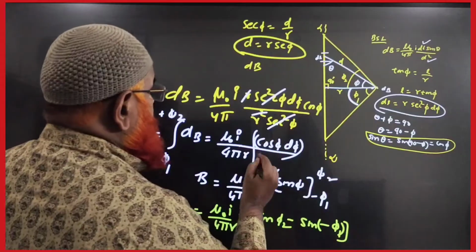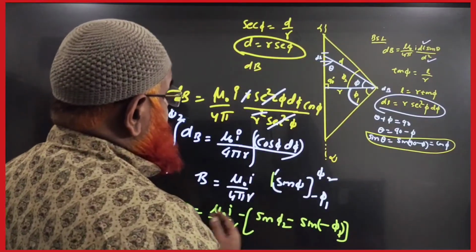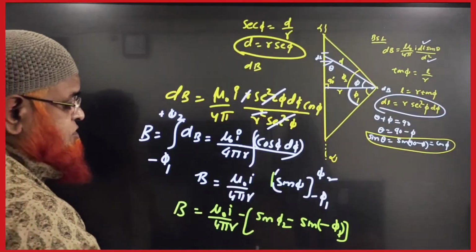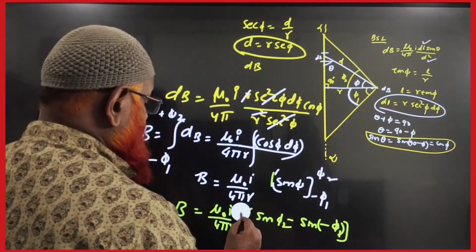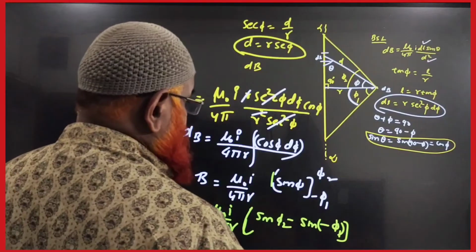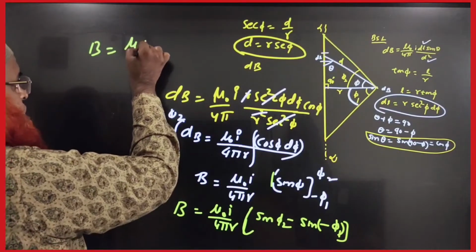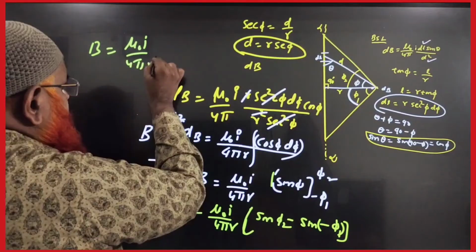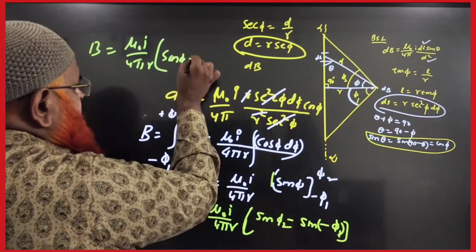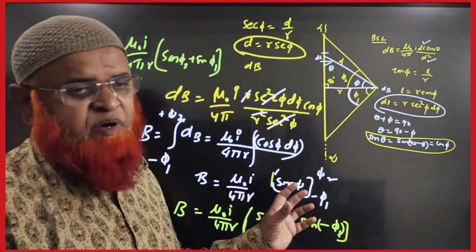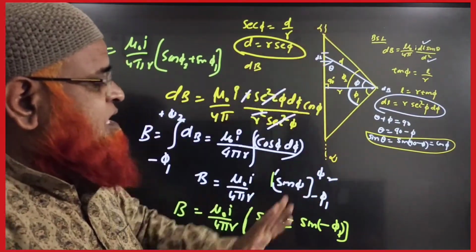See here, integration of cos phi is sin phi only. Integration of sin phi is minus cos phi. So here we will not get any minus. So this minus of minus will become plus. So finally, what is the formula we are getting? B is equal to mu naught I by 4 pi r times (sin phi 2 plus sin phi 1). Is it okay? So this is the first application of Biot-Savart law for an infinitely long wire.